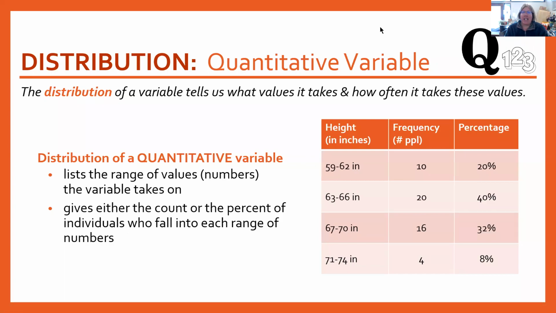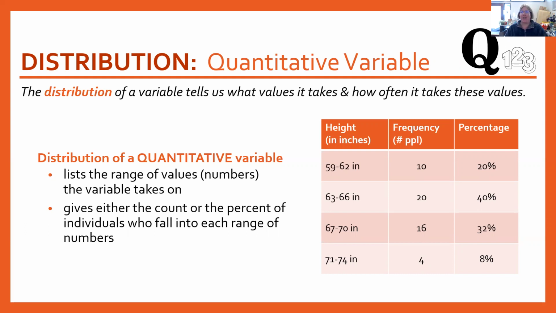We've looked at one example of a graph for quantitative variables, and that's the time plot. And before we move on to the next graph, which is going to be the histogram, I want to look at the distribution of a quantitative variable, because that's really tied into how a histogram is made. So remember that the distribution of a variable tells us what values that variable can take on and how often those values occur.